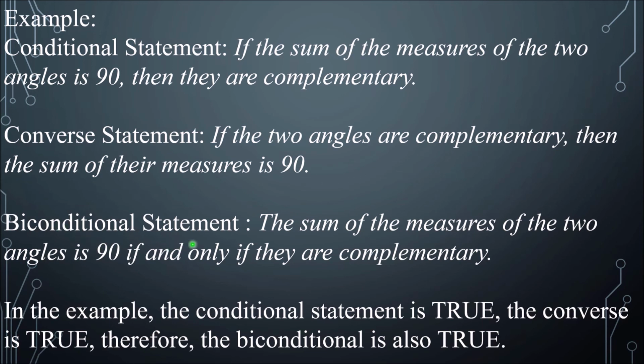Let's have the biconditional. The sum of the measures of the two angles is 90 if and only if they are complementary. Now, since the conditional statement is true and the converse statement is also true, then the biconditional statement is also true. So once again, the biconditional statement is true if and only if the conditional and the converse statements are both true.